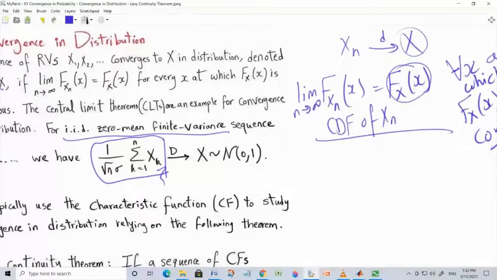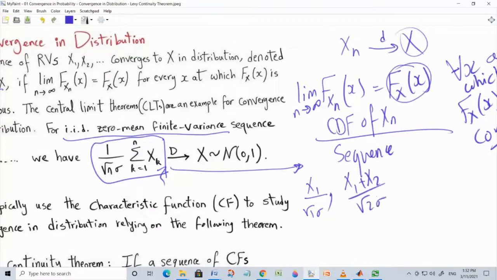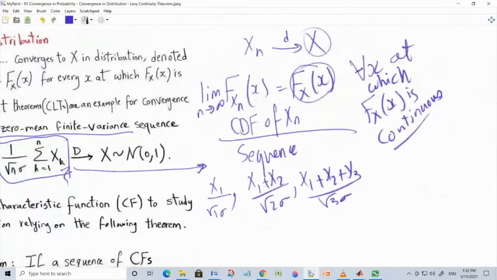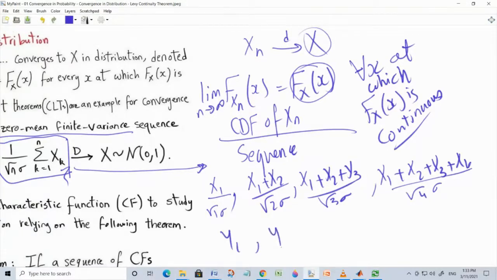So what is our sequence of random variables? If you take small n equals 1, it is x1 over square root 1 sigma. And then what is the second guy in the sequence? The sequence that we are studying here is x1 over square root 1 sigma, then x1 plus x2 over square root 2 sigma, or x1 plus x2 plus x3 over square root 3 sigma, and then x1 plus x2 plus x3 plus x4 over square root 4 sigma. So we are not studying the sequence x, we are studying this sequence, let's say y, y3, y4.